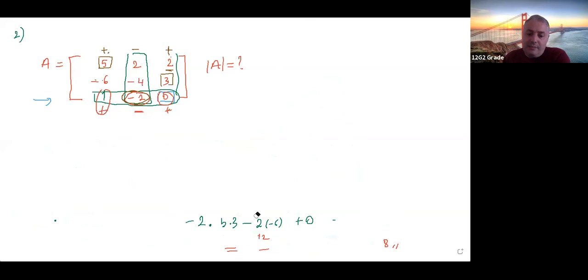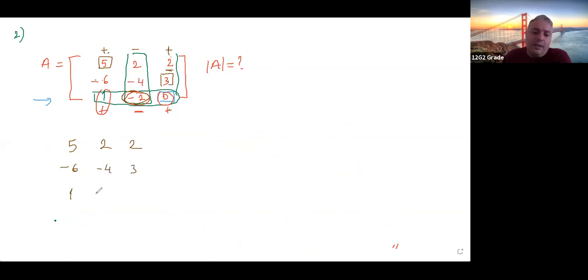Let us see. So what am I doing? I am doing this one. I copy down the question directly, 5, 2, 2, negative 6, negative 4, 3, and 1, negative 2, and 0. And then what am I going to do? This is the original question, okay? I will add the first row here. No change. I will add the second row here. No change. This is just a practical way. And then what am I going to do? Please have a look. Be careful now.